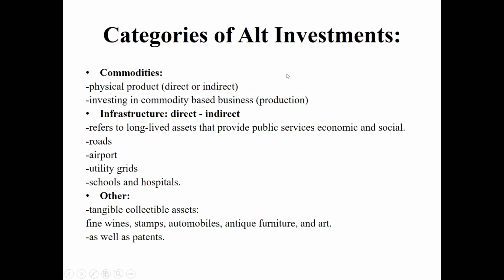So other categories of alternative investment are commodities, like physical products, investing in commodity-based businesses, gold and so on. Infrastructure, direct or indirect, refers to long-lived assets, like investing in roads, airports, utilities, schools and hospitals. There are also tangible collectible assets like fine wines, stamps, automobiles, antique furniture, and so on.